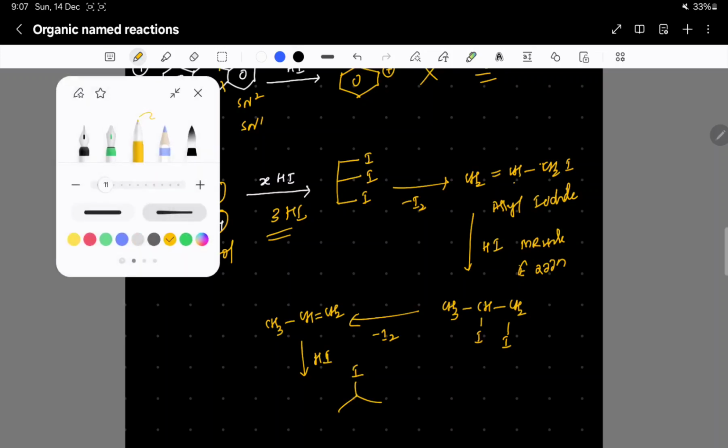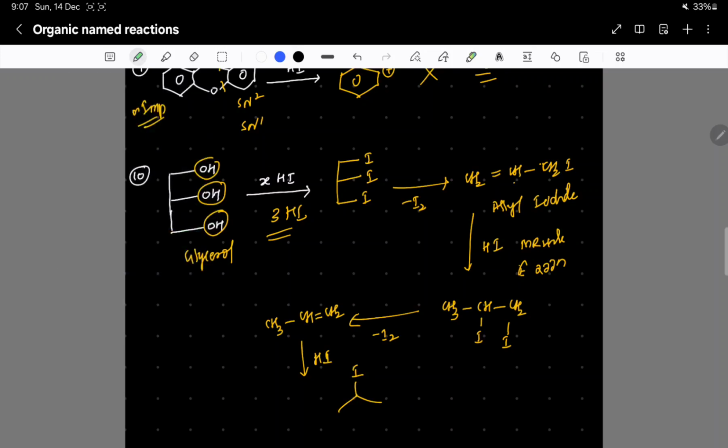Now for this reaction, how many moles of HI are required? Here 3 moles, here 1 mole, here 1 mole. So the total number of moles required is 5 moles, right? So this is about ethers on reaction with HI. This is a very important lecture, student. So maximum you can follow this.